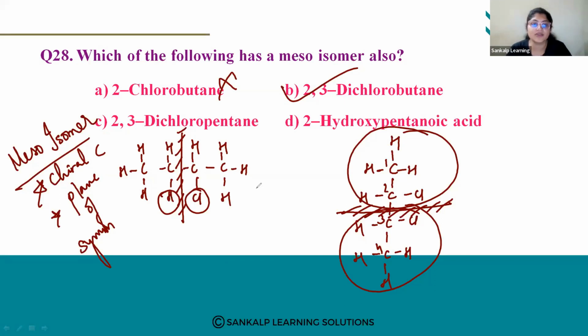So for a meso isomer, the condition is that it should have a chiral carbon and it should have a plane of symmetry. We'll go for the next one.